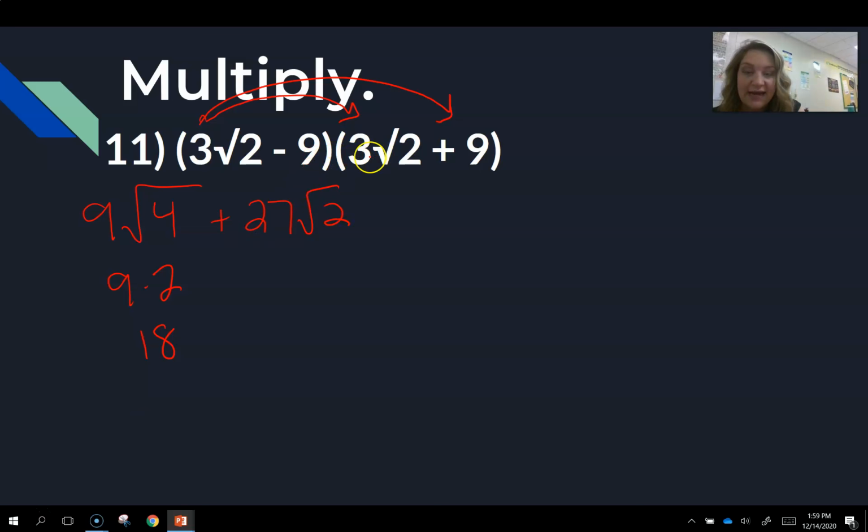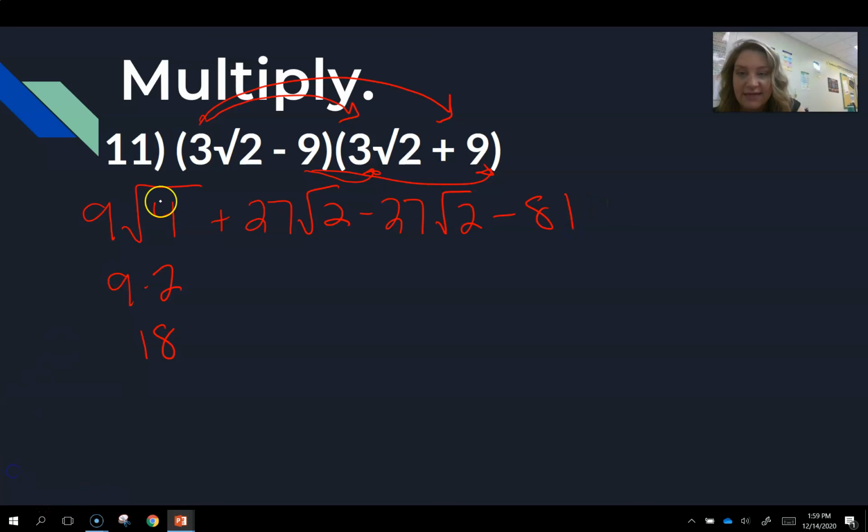Do it again with my inside numbers. So I have negative 9 times 3 square root 2. Do the outsides. Negative 9 times 3 is going to be negative 27. And then I have a square root 2. And then I'm going to do negative 9 times 9. Well, that's negative 81.